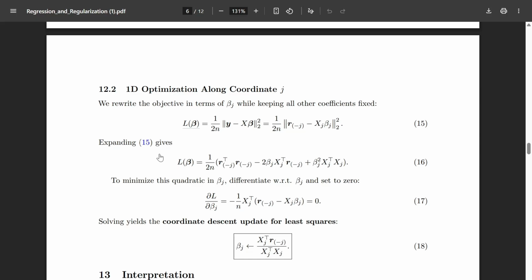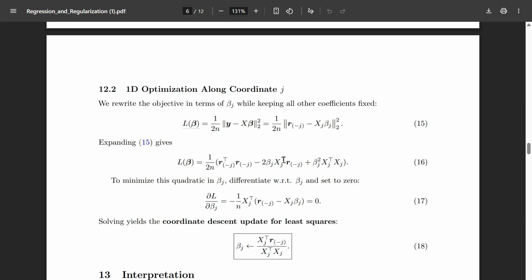So first let's expand on it, just taking the square. What you find here is r minus j transpose r minus j minus 2 beta j xj transpose r minus j plus beta j square xj transpose xj, which is again the loss. You try to differentiate the loss over just beta j. Now you know that this is the loss, and you are trying to optimize the loss only over one parameter. We do not take the loss over the entire parameter set.